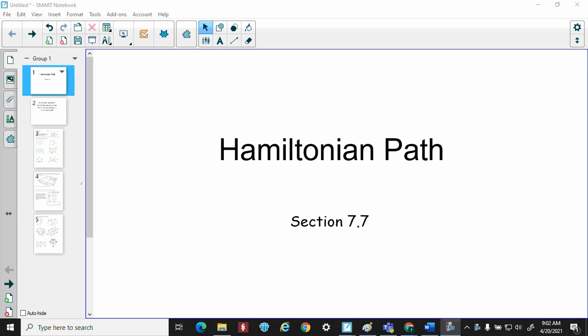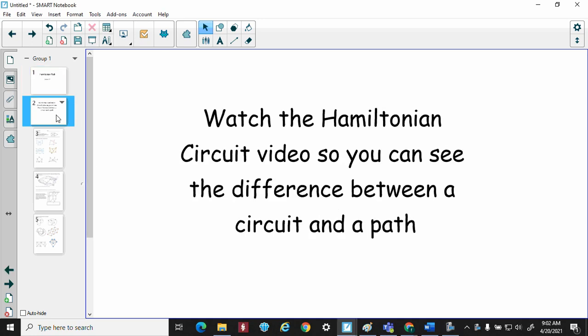All right, in this video, we're going to be talking about a Hamiltonian path. So let's get started. Now, before we do, let me just encourage you guys to watch the Hamiltonian circuit video that I created just to see the difference between a circuit and a path because they're similar but different. All right, so let's go and get started.